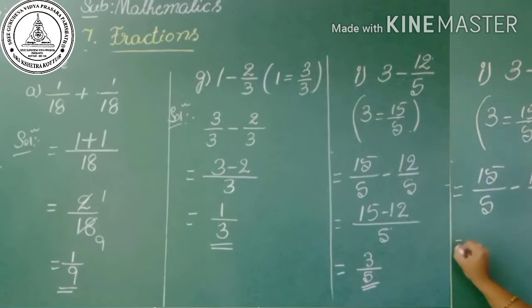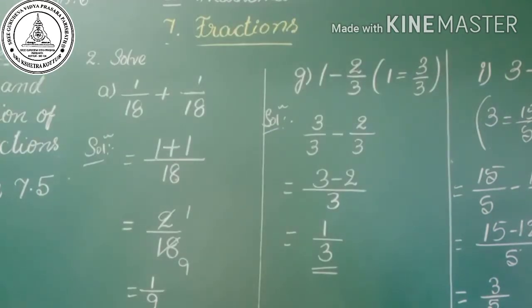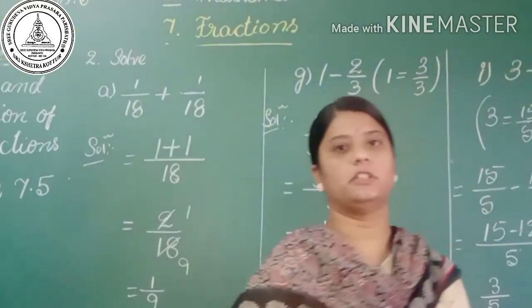Then subtract here. Write the denominator as it is, 5. Then 15 minus 12, which is 3, divided by the denominator 5 as it is. It is the obtained difference of 3 minus 12 by 5. Is it clear? Like that you have to do the rest of the problems in your notes.